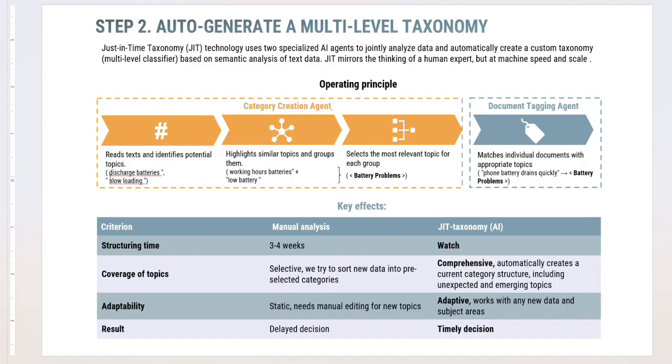So what this multi-agent engine is doing. So first, it reads every piece of feedback and identifies potential topics. So I was talking about pharmaceutical example. So here we can do a similar analysis for some high-tech manufacturer and, for example, some phone manufacturer. So the system can identify that there are two topics. That there is discharge batteries, there is slow loading.